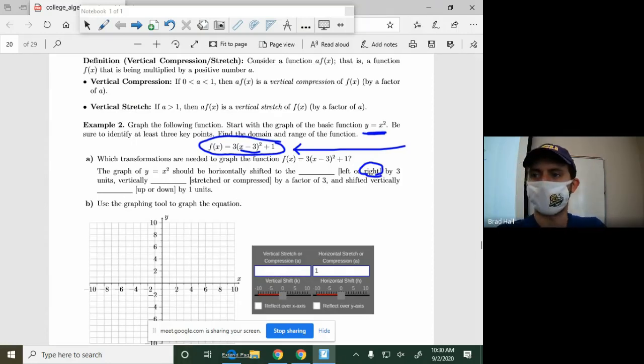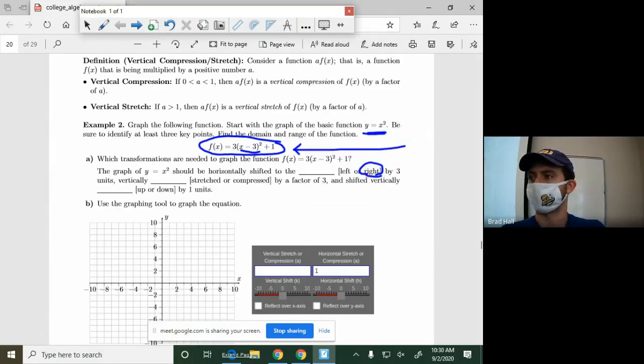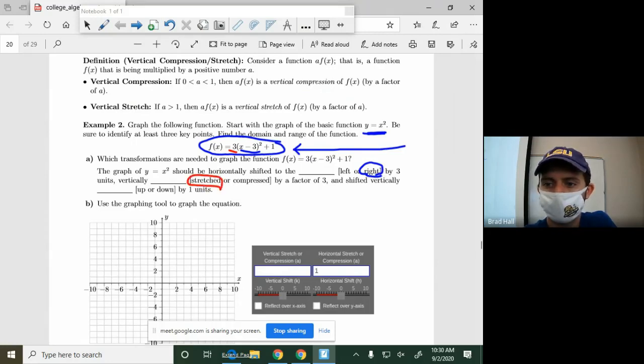Additionally, it goes on to ask for a vertical stretch or compression. That comes from what multiplies the function, which is that 3 in the front. It's 3 times. It's a stretch if that number is greater than 1. So 3 is, of course, greater than 1. So it's stretched by a factor of 3.